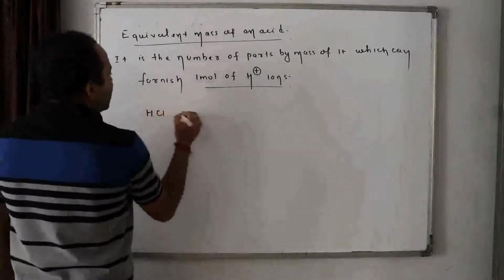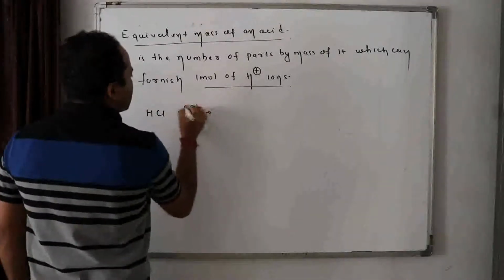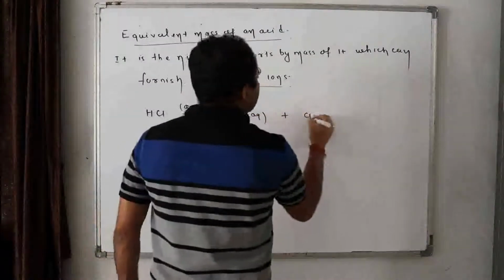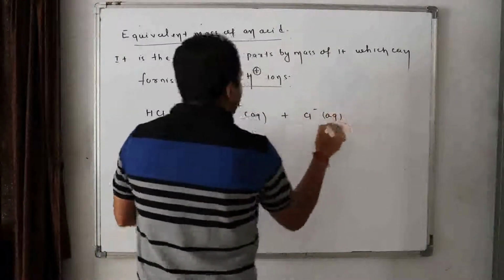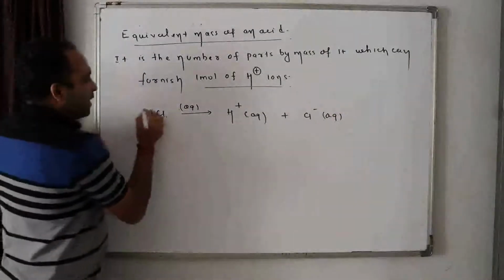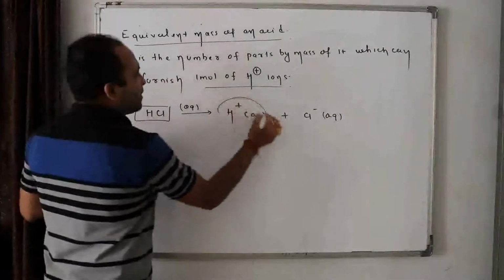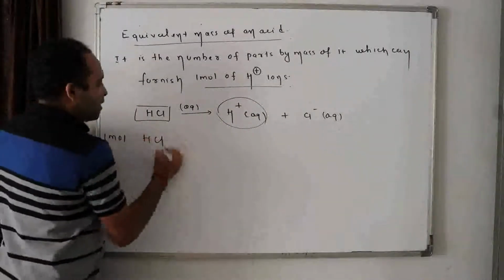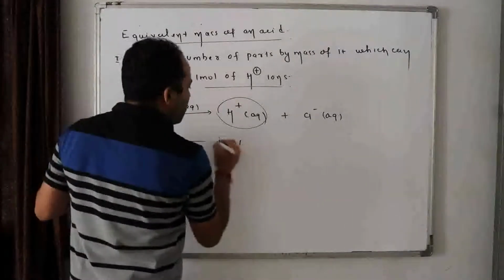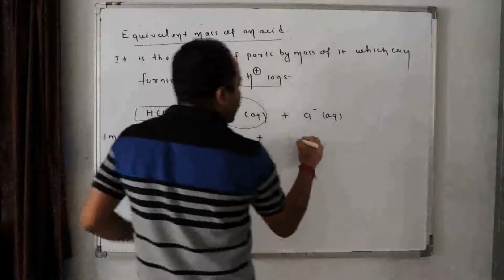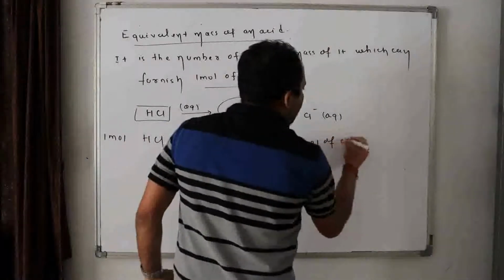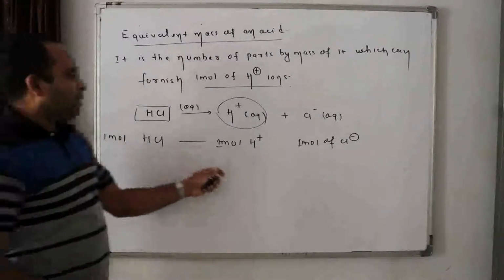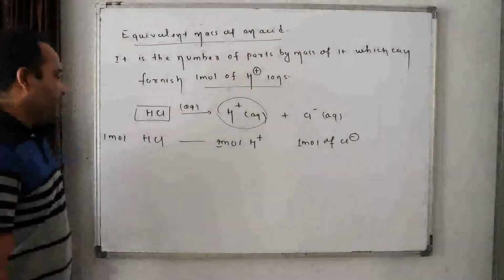If I take HCl, HCl in aqueous gives H plus aqueous plus Cl minus aqueous. Now tell me, 1 HCl gives 1 H plus, isn't it? If I say 1 mole of HCl, it will give 1 mole of H plus and 1 mole of Cl minus. Okay? 1 mole of HCl will give 1 mole of H plus and 1 mole of Cl minus.